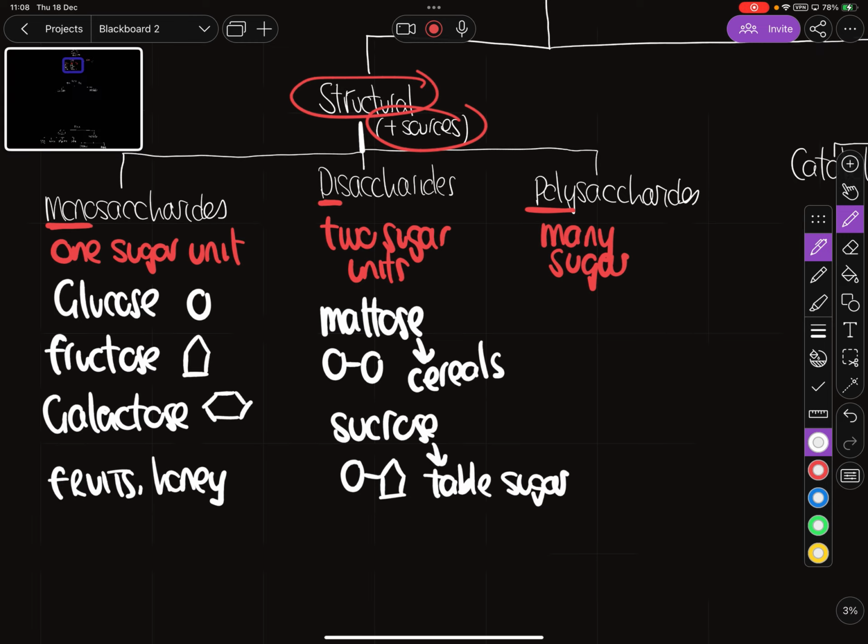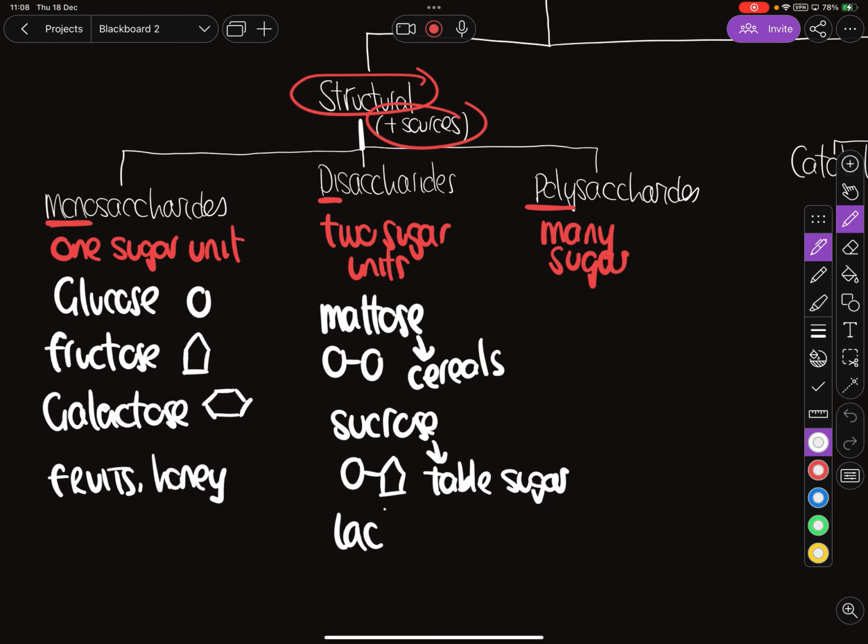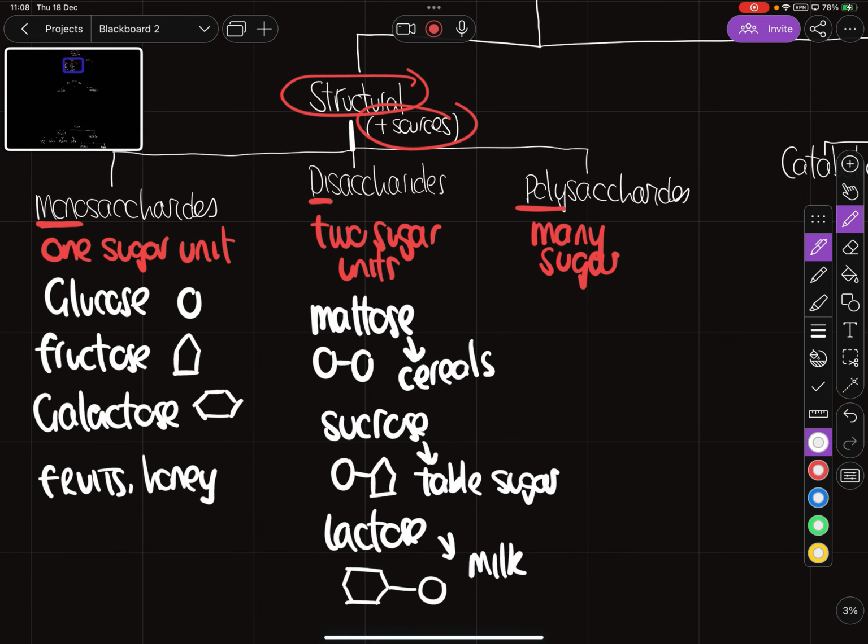And when we eat this, you might be eating table sugar that you put in your tea. That is sucrose. And the last one that you might have heard of might be lactose. Lactose is a mixture of galactose and glucose. So again, 2 sugar units, and you might have heard of people being lactose intolerant. We find that in milk.